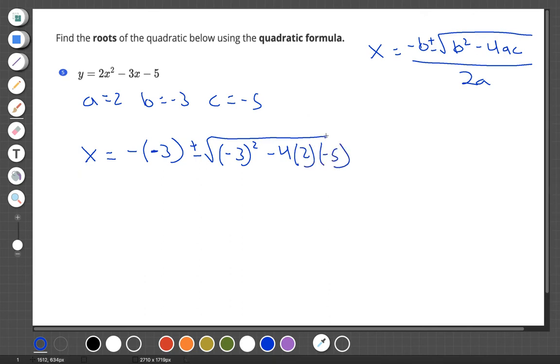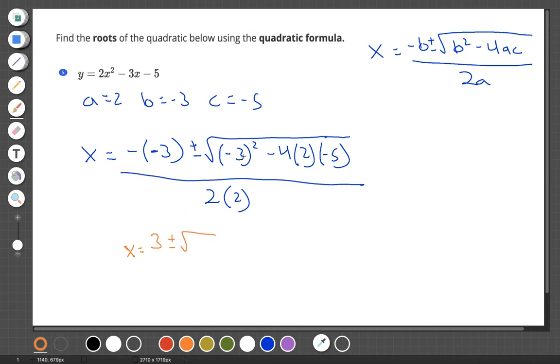Okay, again, whenever I don't have this all the way over, I come back and I extend that because I want that to look correct. Okay, all of that is over 2 times a, which is 2. Okay, I'm going to start breaking this down. So I'll do this part in orange. So -3. Well, negative times a negative is a positive, so it's actually a positive 3. So x equals 3 plus or minus the square root.